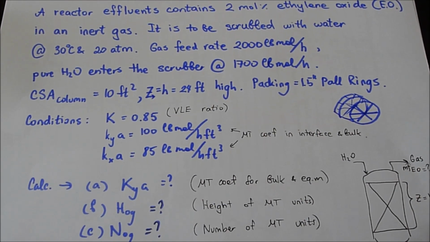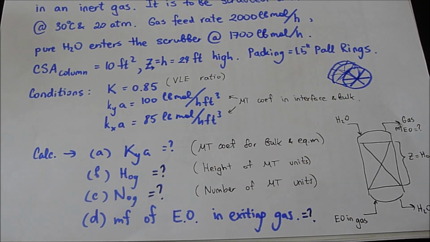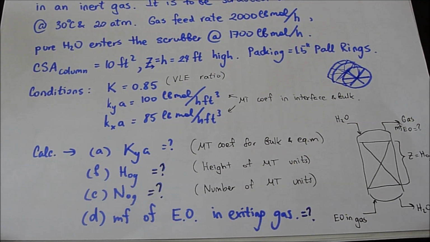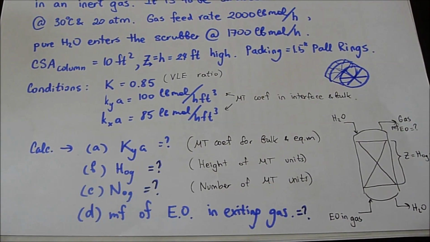And some conditions are given. Vapor-liquid equilibrium ratio, K, is given. It's 0.85. And small kya and small kxa are given, which are the mass transfer coefficients in interface and bulk. And we need to find 4 things. A, big Kya. We need to find the mass transfer coefficient for bulk and equilibrium. B is height of mass transfer units. C, number of mass transfer units. And lastly, we need to find mole fraction of ethylene oxide in exiting gas.